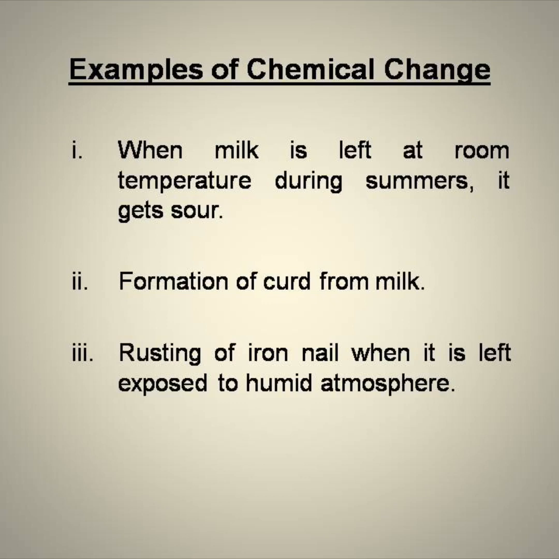When an iron nail comes in contact with humid air, a reddish brown coating of iron oxide, commonly known as rust, is formed. This is again an example of a chemical change because formation of a new substance, iron oxide, takes place due to reaction between iron, water, and oxygen present in air.